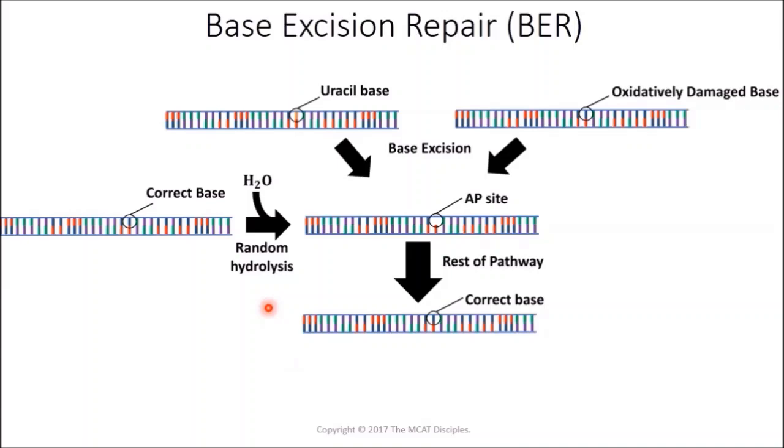So base excision repair will recognize and fix uracil bases that are found within DNA, oxidatively damaged bases, and the incorrect base. And it all comes down to forming an AP site. Because if you form an AP site, an apurinic or apyrimidinic site, a site that doesn't have the base there, notice it still has the phosphate backbone, but it just doesn't have the nitrogenous base. Once you get to that site, then the rest of the pathway will correct the base.